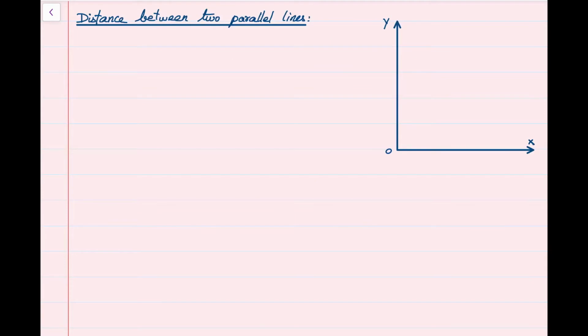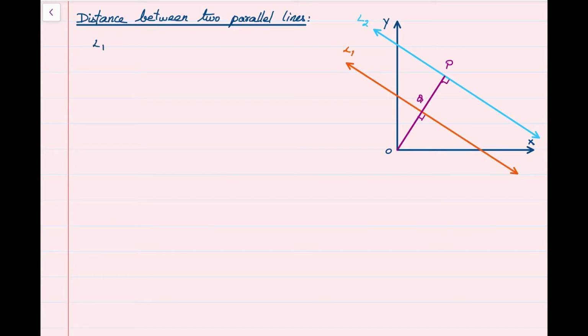We will see the distance between two parallel lines formula. Let L1 be one given line and L2 be another line which is parallel to this. And we have to find the distance between two parallel lines. Distance between two parallel lines means the perpendicular distance between them. Let us draw the perpendicular from the origin to these two lines. Let this be P, this be Q, and we are going to find the distance PQ.